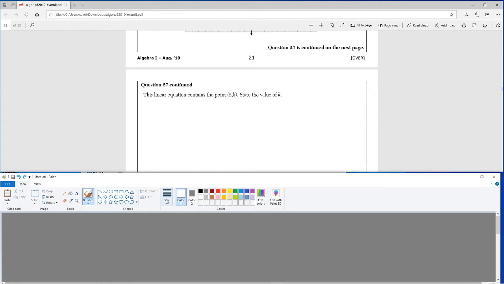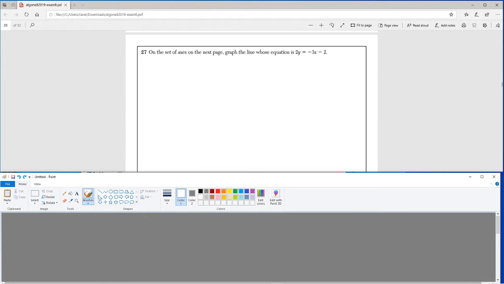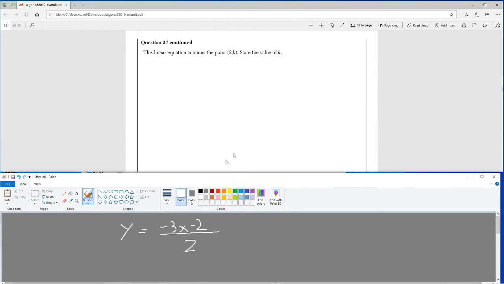Okay. So what does that mean? What was our initial function? So y is equal to negative 3x minus 2 all over 2, if you guys remember. So now they're saying there's going to be a point, 2 comma k, right? So that means x equals 2, y is equal to k. We want to find out what k is. So let's plug in x equals 2 into this equation.